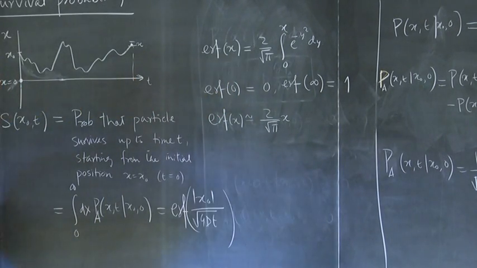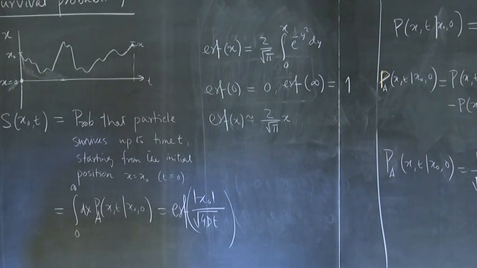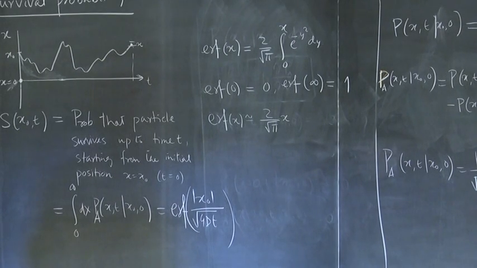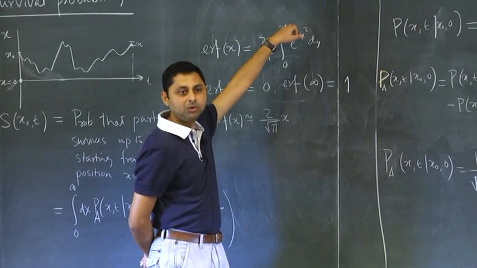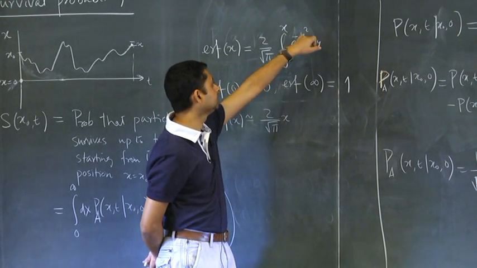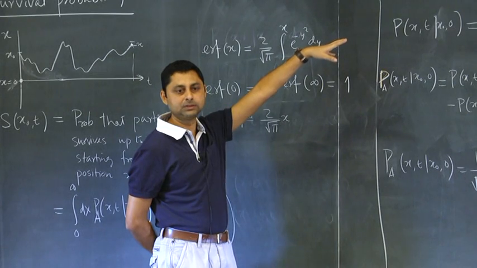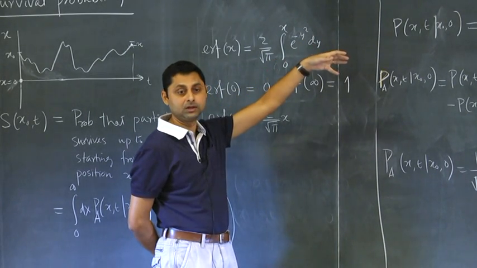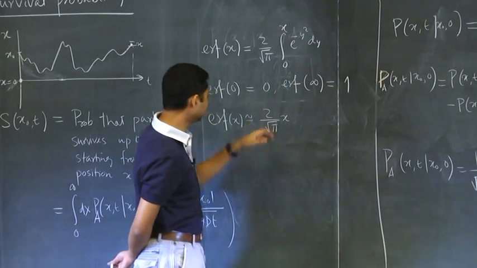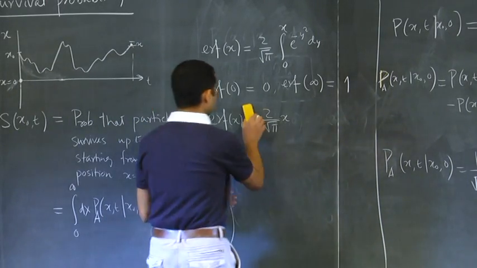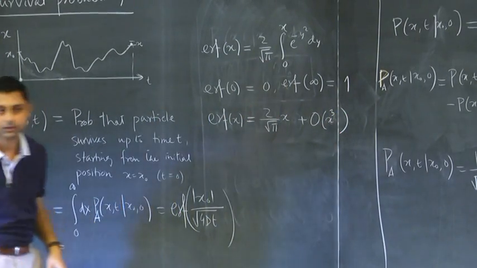So what will be the next term? Since x is small, you just need to expand this, because you are looking at this function for small x. So y has to be also small, right. You just expand this: 1 minus y square plus y to the power 4 by 2, and you just do this integration. So first is this one, plus the second is x cube.